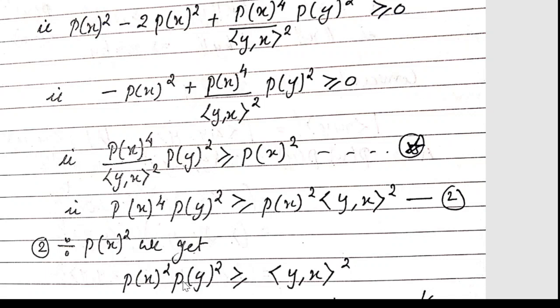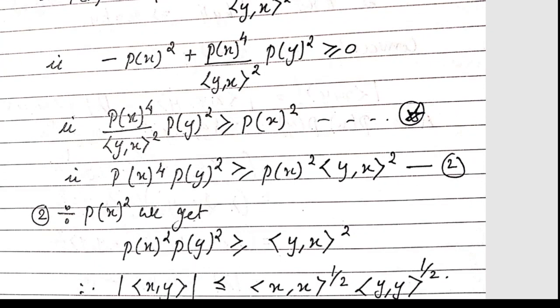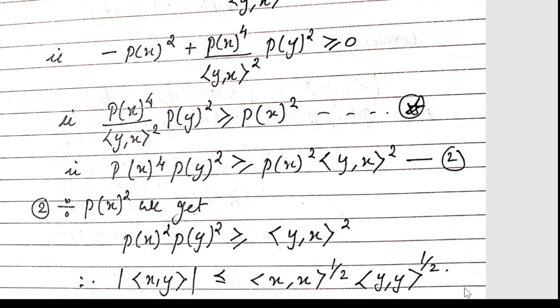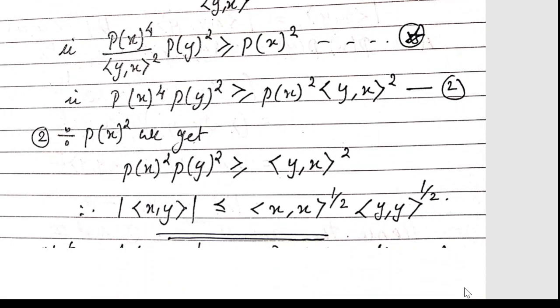So this can be written as the modulus of inner product of x, y is less than or equal to, this side again everything is positive or greater than 0, so here we are having inner product of x, x raised to 1 by 2 into inner product of y, y raised to 1 by 2. So this is the Cauchy-Schwarz inequality. With this I'm stopping here.